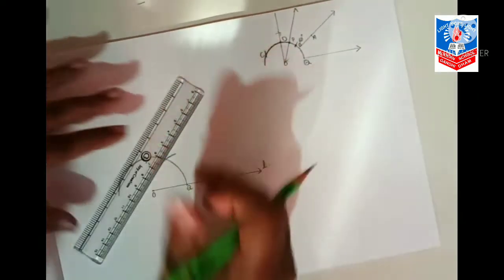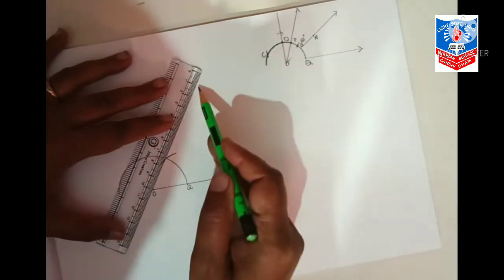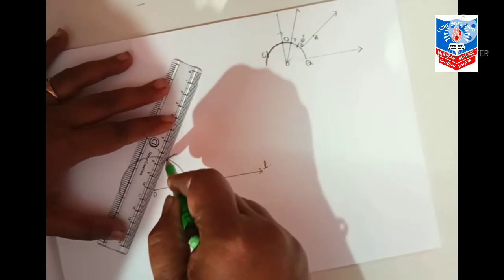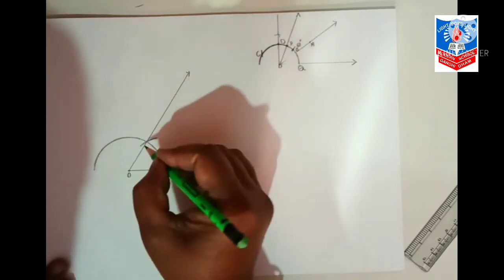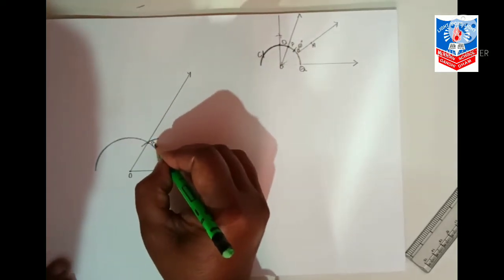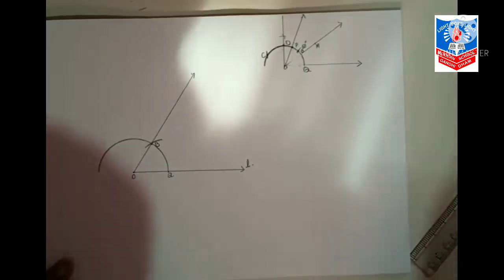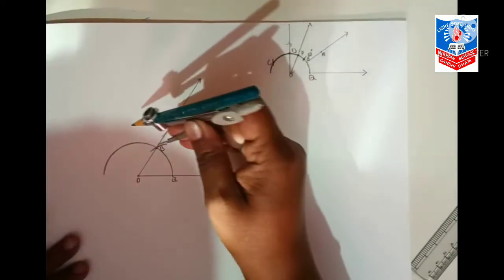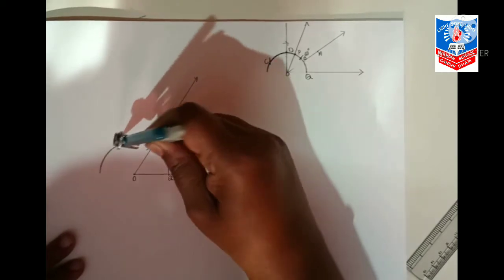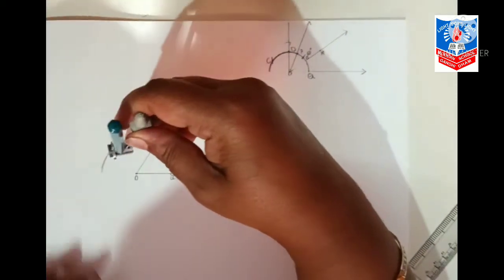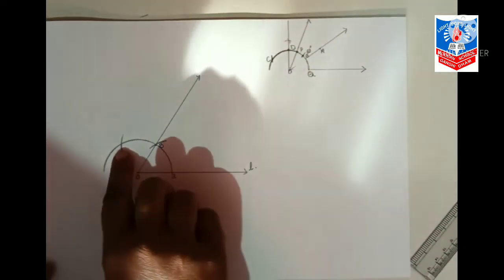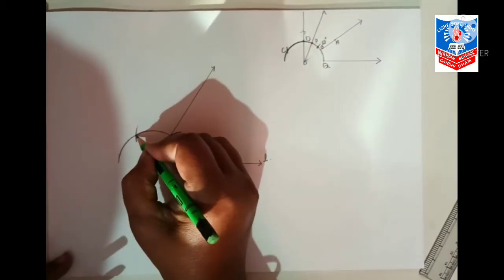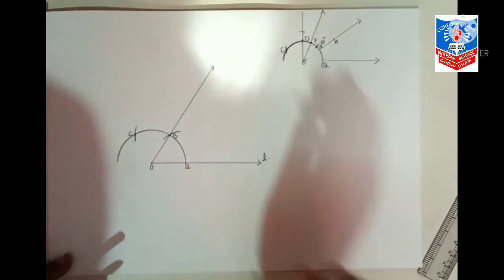First let us draw this angle. Name it B. This is a 60 degree angle. Now see, with the same radius and center B, draw an arc here. Okay, this is 60, then this is 120. Let us give the name C here.